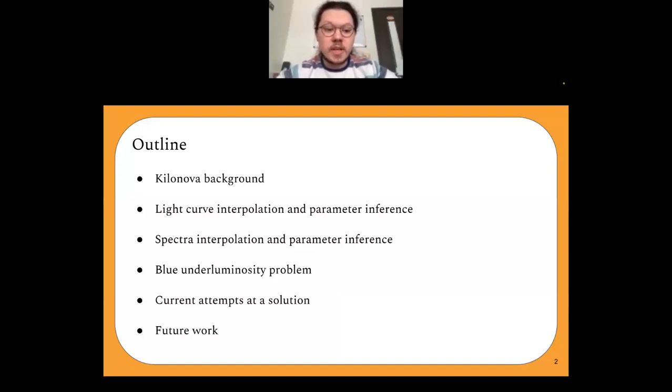In both our light curves and the spectra, we find that we have an underluminosity problem in blue wavelengths, so we're not quite able to produce enough flux. So I'll highlight that, and then I'll talk about some current attempts at a solution, which have unfortunately shown to not be as successful as we would have liked. And then some comments on future work for next steps at solving this problem that we've identified.